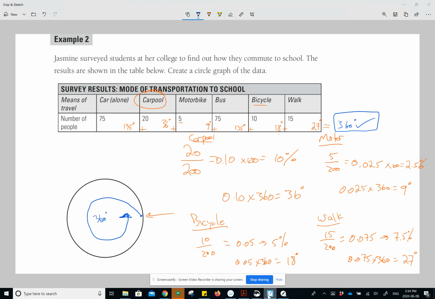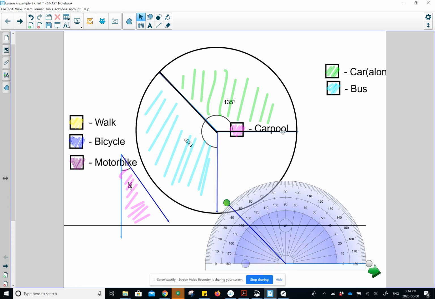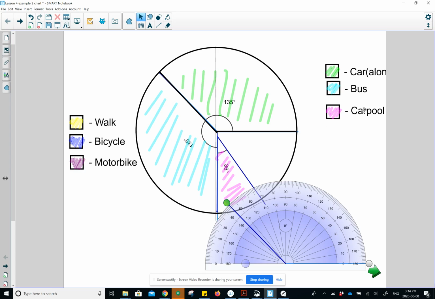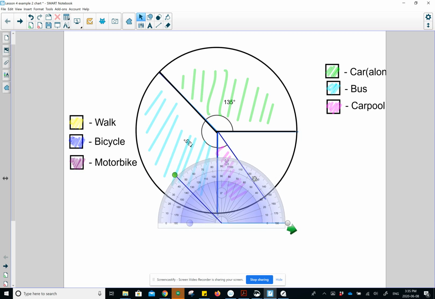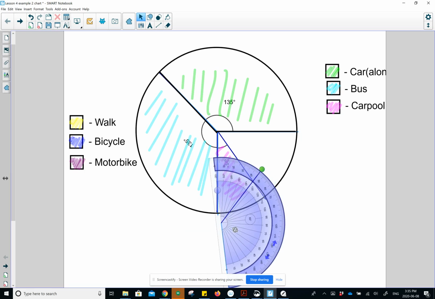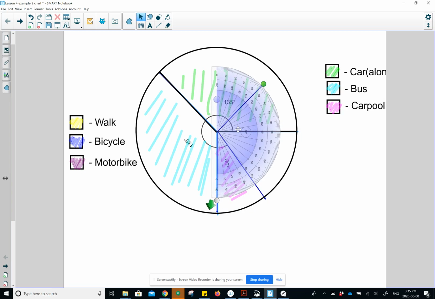So let's go to the example that I was showing you. The first one was the car, people driving the car alone. The second one was the bus. Next, I went in order of how big they are in the circle because it visually looks a little bit better that way. Next was the carpool. And again, I used the protractor here if you want to see exactly how I did it. It's a little finicky on the computer like this. I'm not a big fan of it, but you go to the center of the circle and then you measure up to 36 degrees.